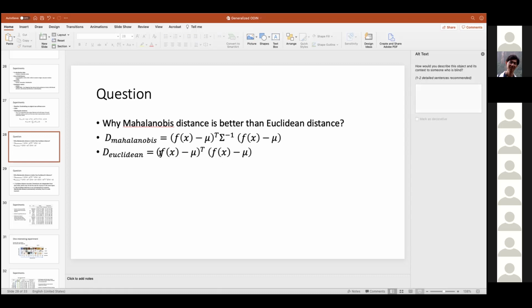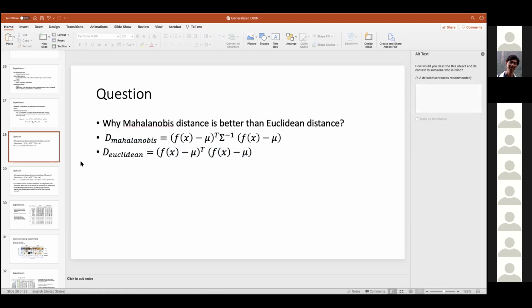Because I think what you mean is Euclidean distance is not scale invariant. When you have different dimensions and different dimensions have different scale, they have different variance, then this is not properly normalized. But because the Mahalanobis distance has this normalization on variance, it's automatically scale invariant.